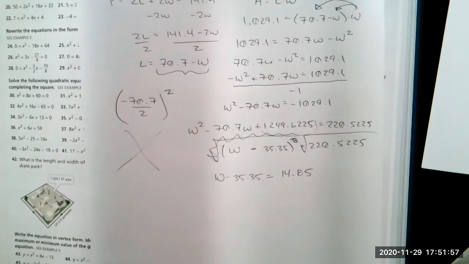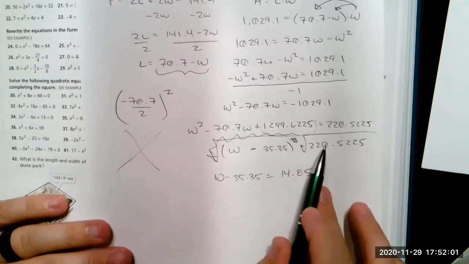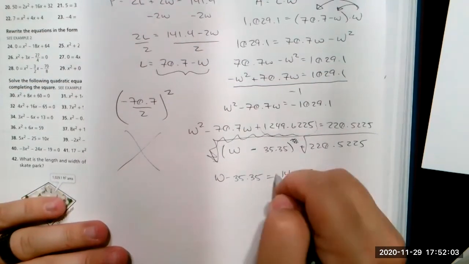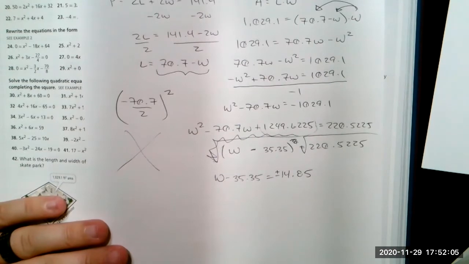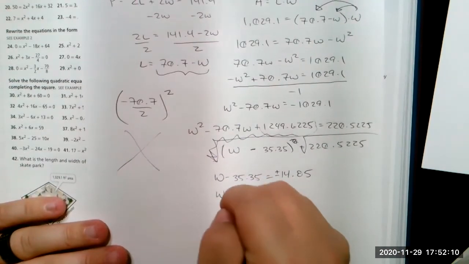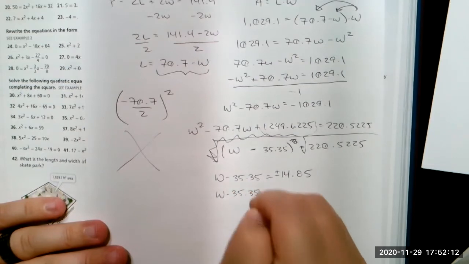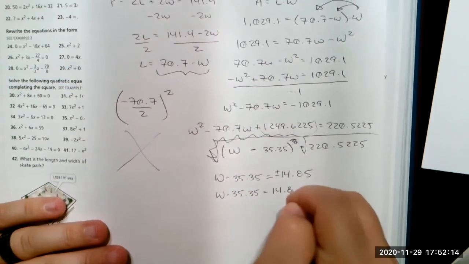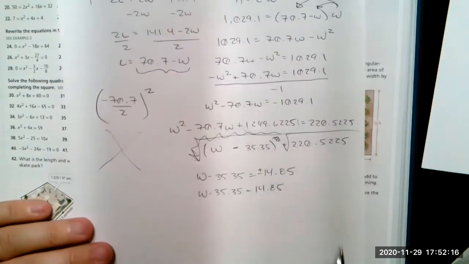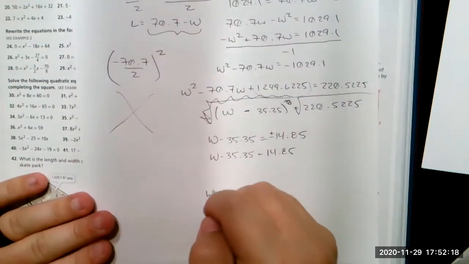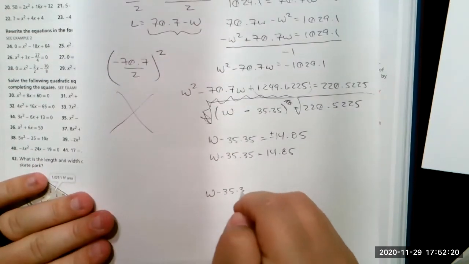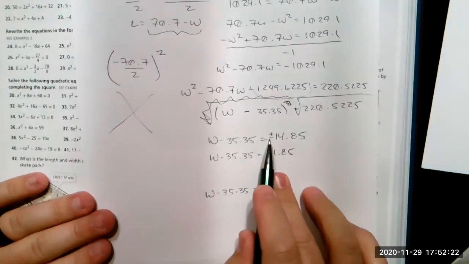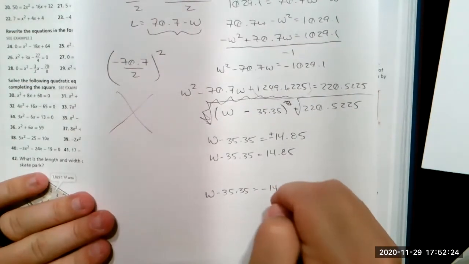It's not that bad. And now is when I'm gonna set the two equations up. Remember, the square root of a number gives you the positive and negative version. So I'm gonna take W minus 35.35 and set it equal to positive 14.85. I'll also take W minus 35.35 and set it equal to the negative version of that number.